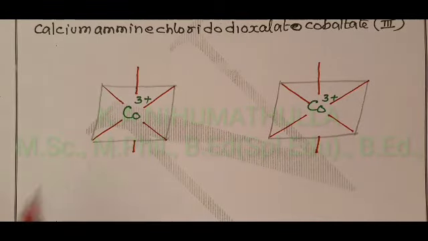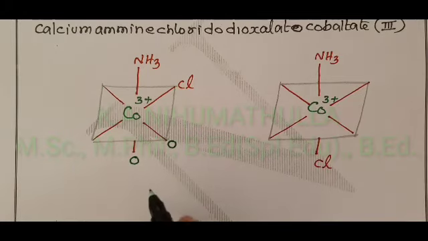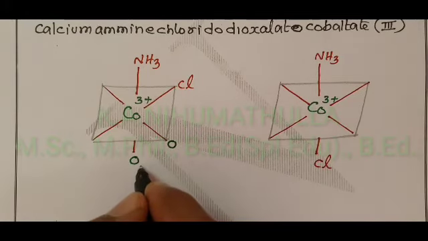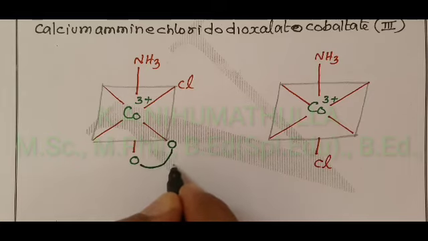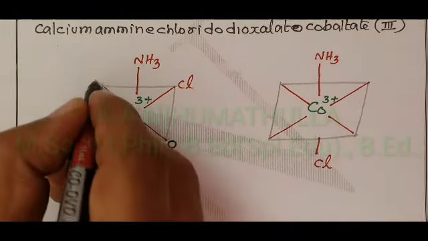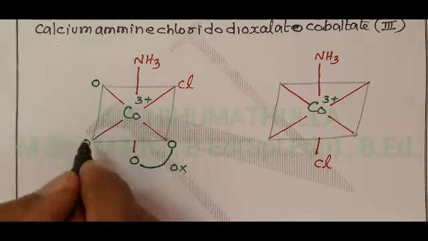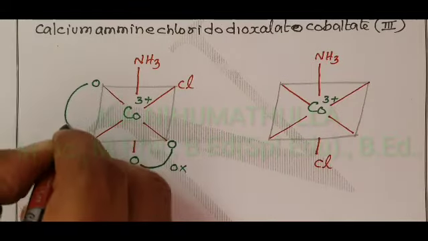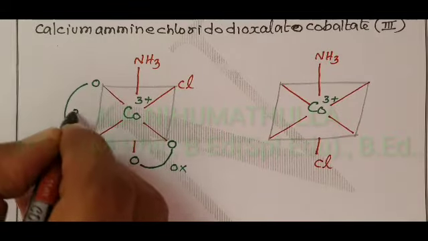Now we have to draw oxalato. Oxalato structure we know, COO minus, COO minus. The donor atom is oxygen. Join the two oxygens, COO, COO. Simply put ox here. Oxalato, donor atom oxygen here, COO, COO. This is oxalato.